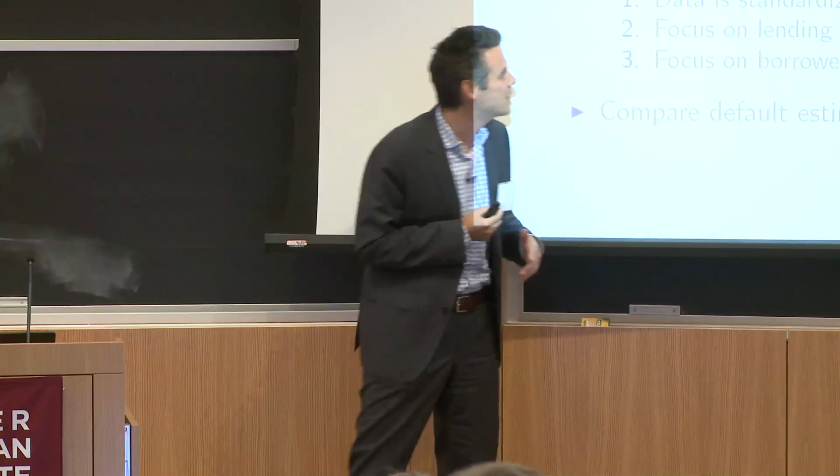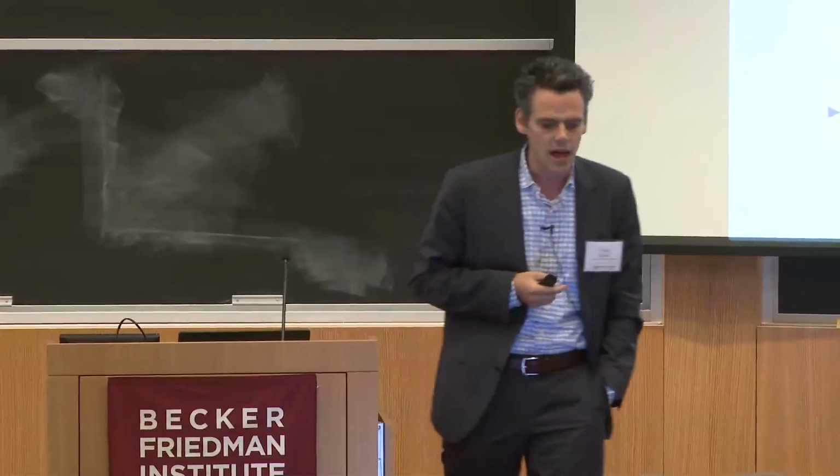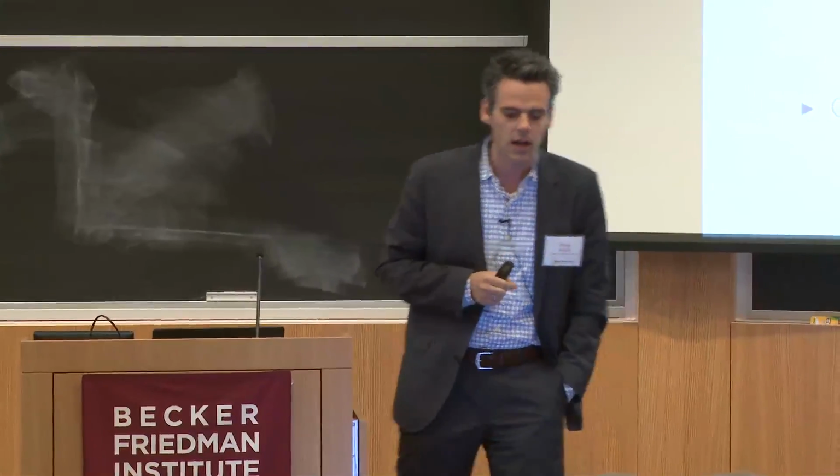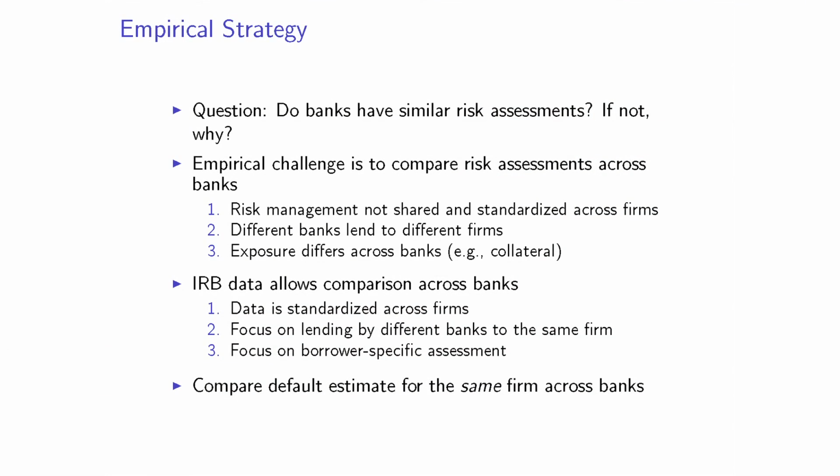First of all, the data is standardized across firms, so that's important. Second, they focus on the lending to the same firm. And then within the set of parameters which are reported, they're going to focus primarily on this probability of default, because that's arguably borrower-specific, not borrower-bank relationship-specific. Okay? So that's a very nice one to compare. They compare others too, but that's the one they focus on. So compare default estimates for the same firm across banks.